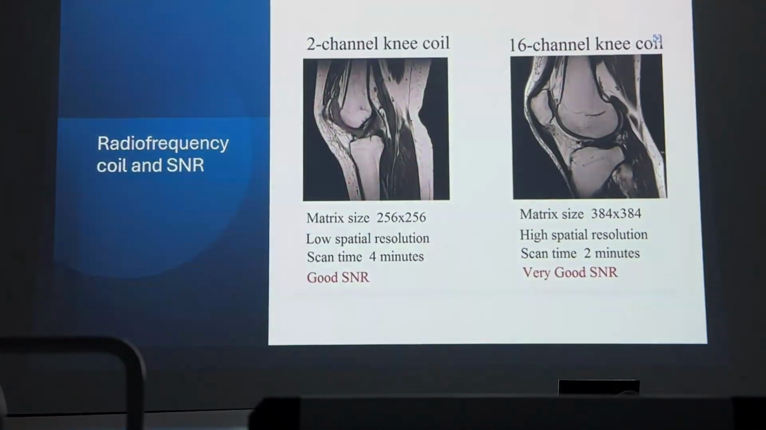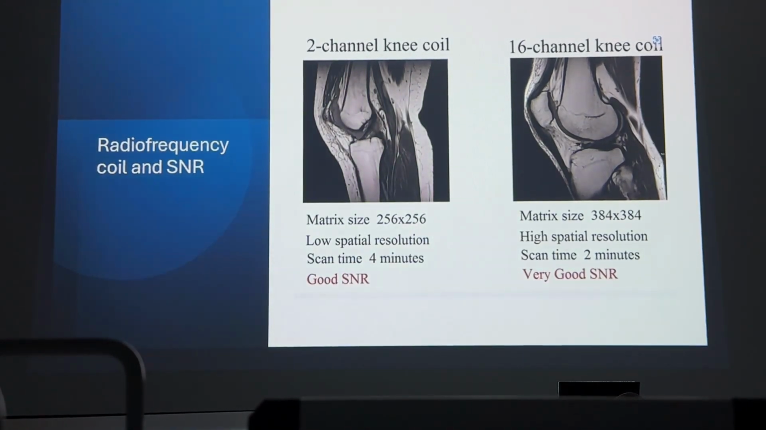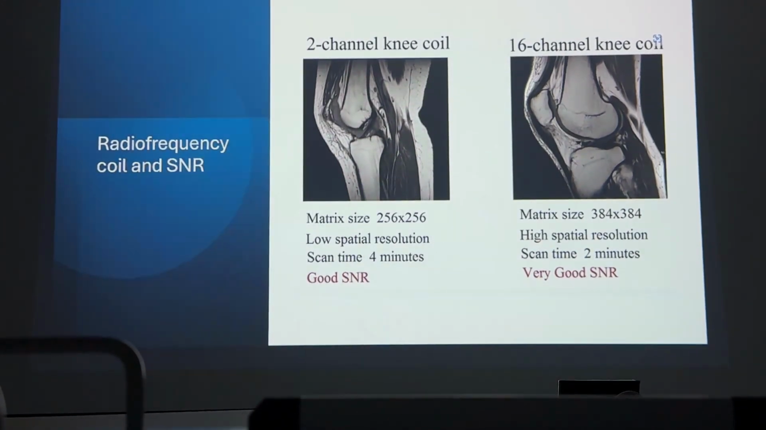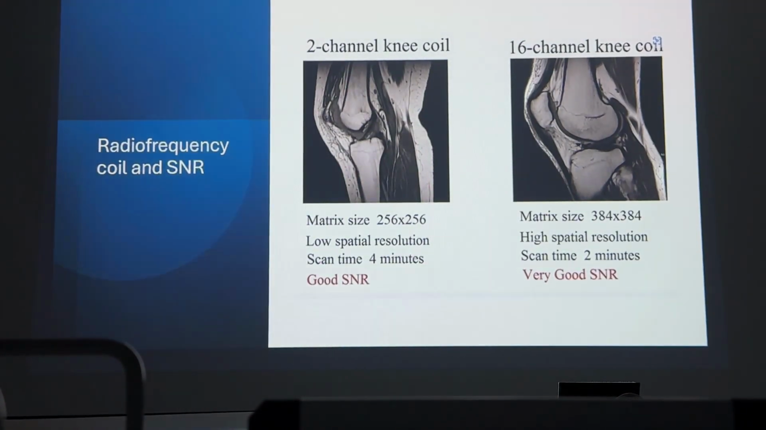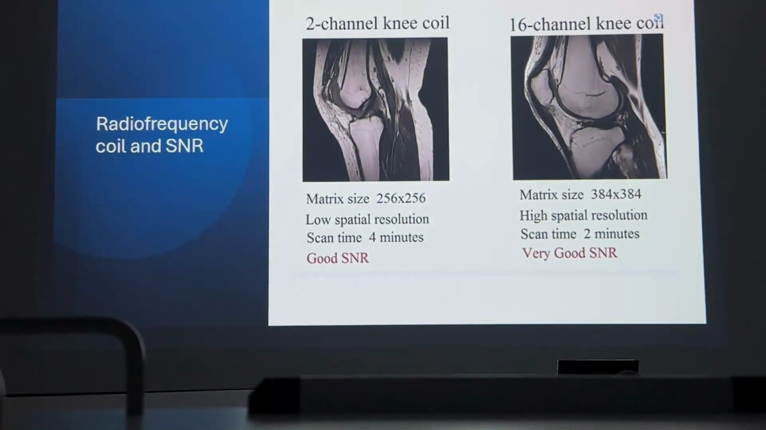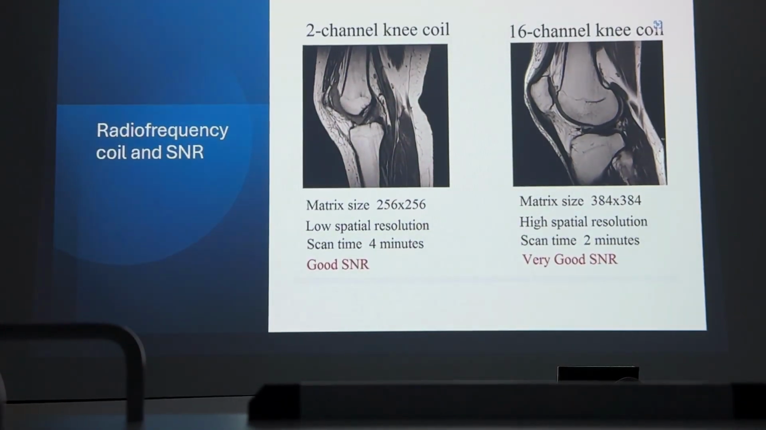The second factor that affects the SNR is the radio frequency coil. We are talking about transmitter and receiver coils that directly affect the SNR. Remember the two facts when talking about radio frequency coils that will affect noise.